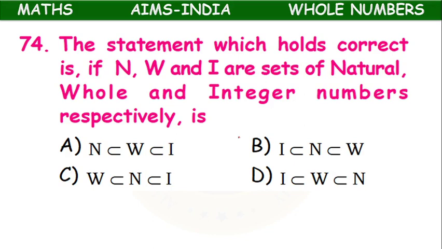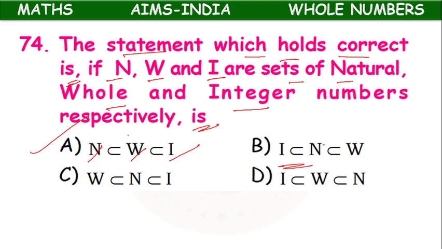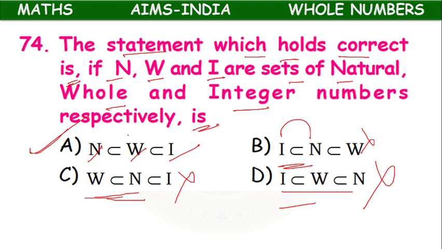Next, 74th question. The statement which holds correct is: if N, W, I are sets of natural, whole, and integer numbers respectively. So natural numbers is a subset of whole numbers, which is a subset of integers. So A option is correct. Integer subset of natural numbers, wrong. Whole numbers subset of natural numbers, wrong. Integer subset of whole numbers, wrong. Only the A option is correct.